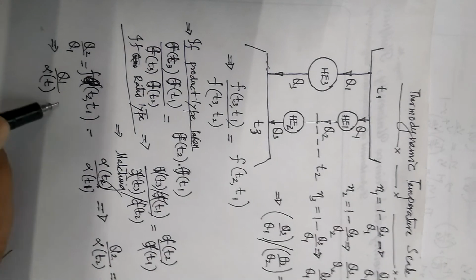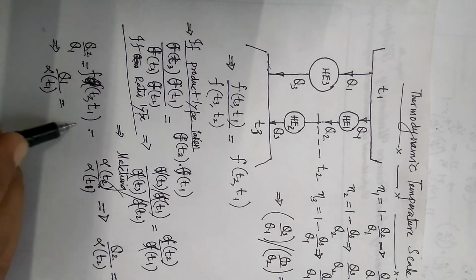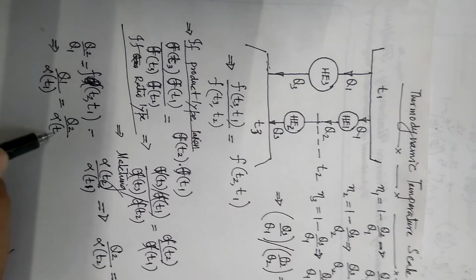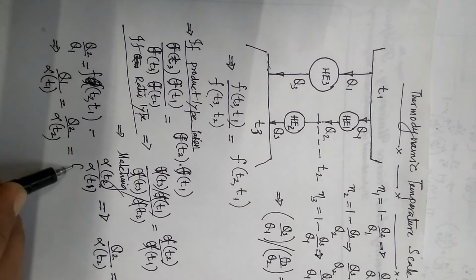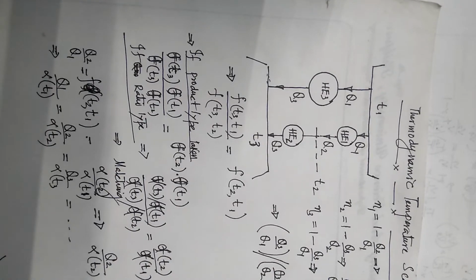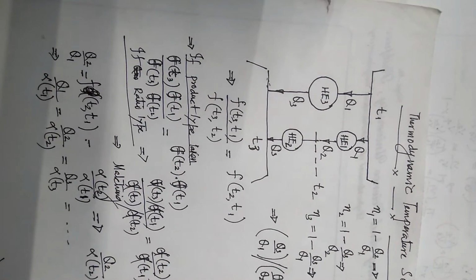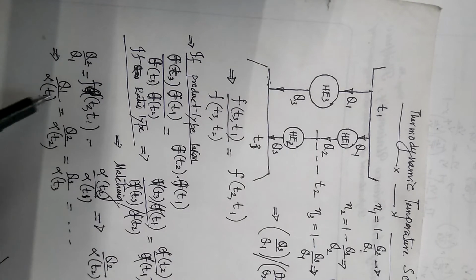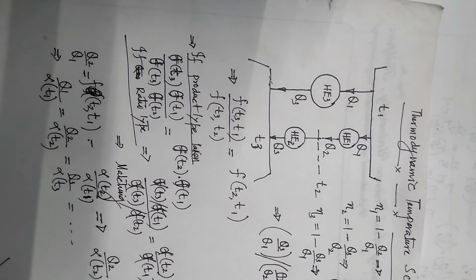So this is a very interesting thing, that Q1 divided by a function of that temperature where the heat transfer is occurring is equal to Q2 by alpha T2, is equal to Q3 by alpha T3 and so on. So that means the heat transfer and the associated temperature has got a particular functional relationship, and they are proportional.